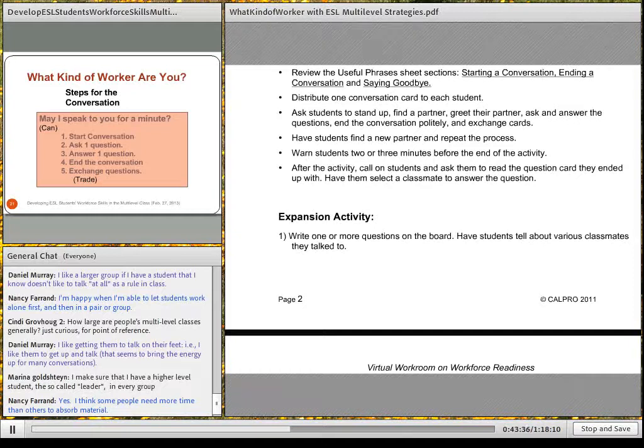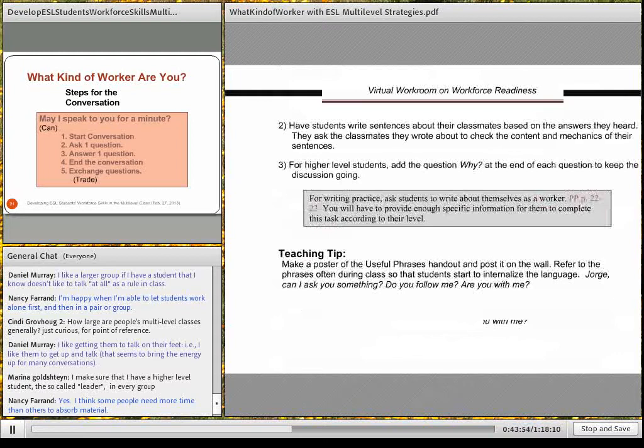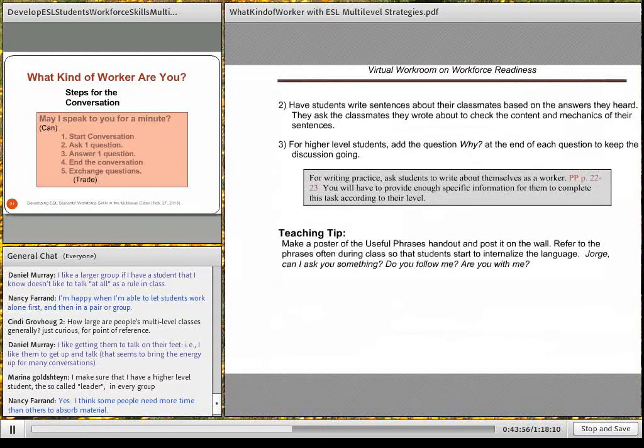And then here are some, as it says here, after the activity, call on students and ask them to read the question card they ended up with. Have them select a classmate to answer the question. And then, of course, you want to bring this to a review, what went on in your conversations. And here are some expansion activities.